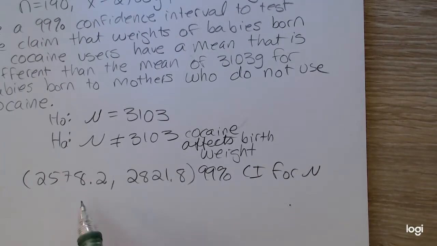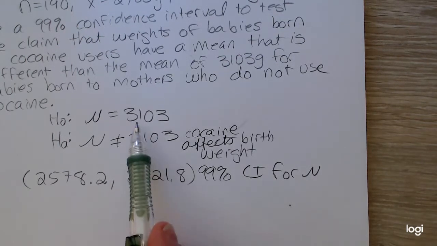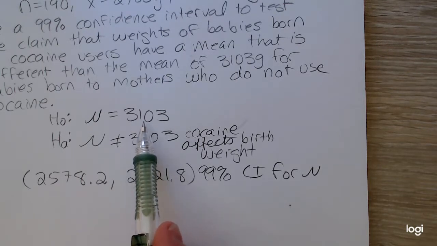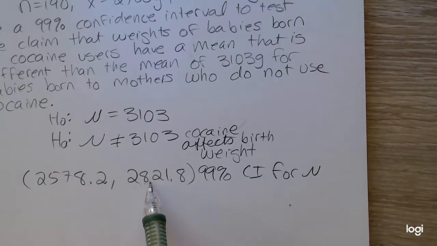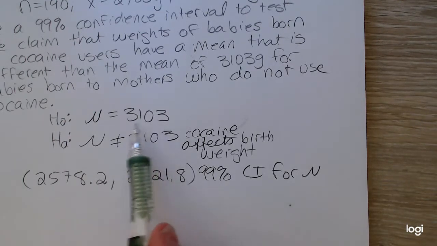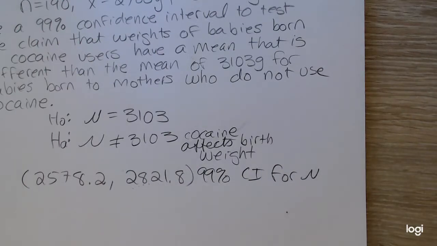Now, to reach a decision based on the confidence interval, we need to look at this confidence interval and determine, what does this interval blanket? Does it blanket the case of equality from the null? In other words, is 3,103 captured in this interval? Well, it does not. The entire interval is actually below the mean for babies who are born from mothers who do not use cocaine. So that indicates that cocaine is affecting birth weight.